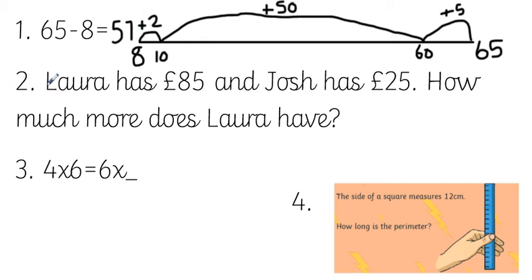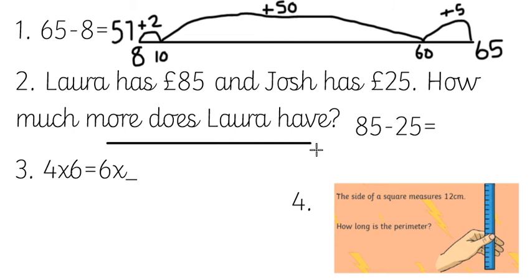Okay, question number 2. Laura has £85 and Josh has 25. How much more does Laura have? Now this question is about finding the difference. When we find the difference, we need to subtract. So again, we can do 85. I'm going to type this one. 85 take away 25. Now today, to practice this number line method, please use the number line to answer this one as well. So I'll draw one here to show you what I mean.